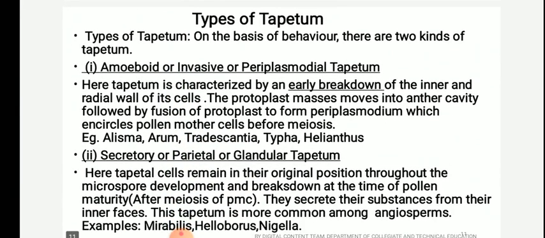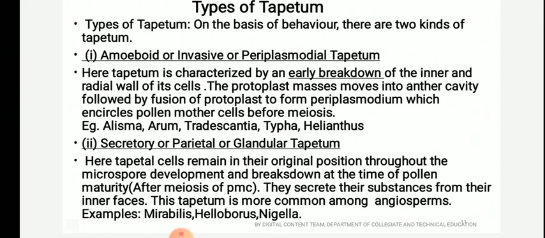Now let us go to another important aspect, the types of tapetum. On the basis of behavior, there are 2 kinds of tapetum. So on the basis of behavior, at what time the tapetal mass breaks down, depending on that, there are 2 types of tapetum: amoeboid tapetum, and the other one is secretory or parietal or glandular tapetum. Amoeboid tapetum and glandular tapetum.